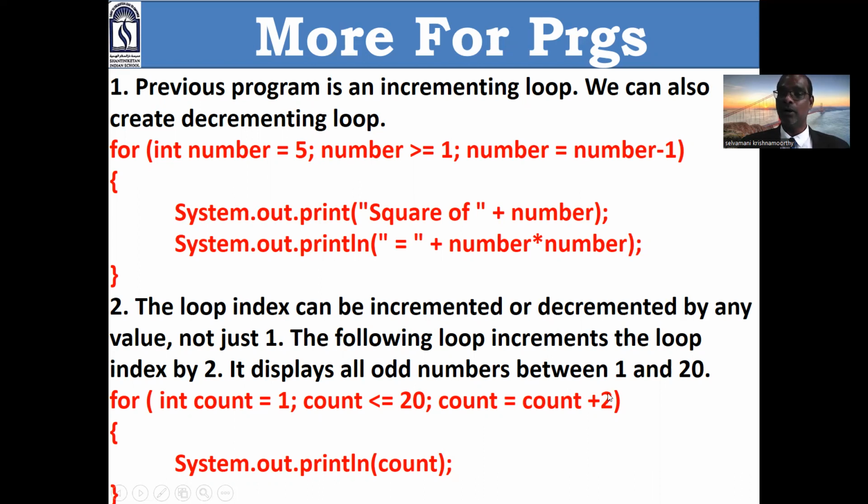I want to display all odd numbers in between 1 and 20. 1, 3, 5, 7, like this, up to 19.